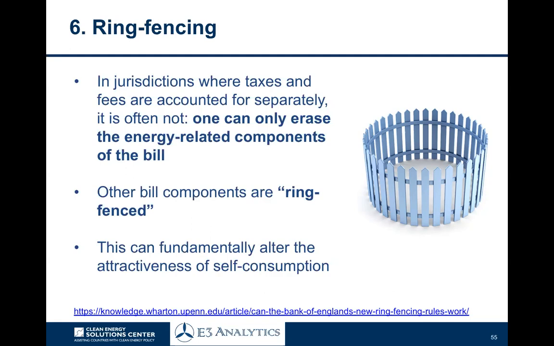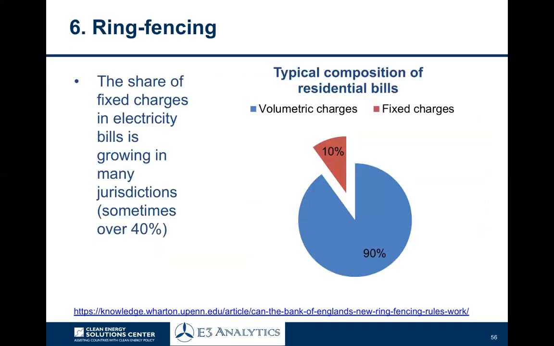Now, for reasons that will be immediately obvious, ring fencing can have very significant impacts on self-consumption and the attractiveness of rooftop solar. In most household residential bills, fixed charges are quite small, somewhere around 10% of residential bills. Volumetric charges make up most of the bill.